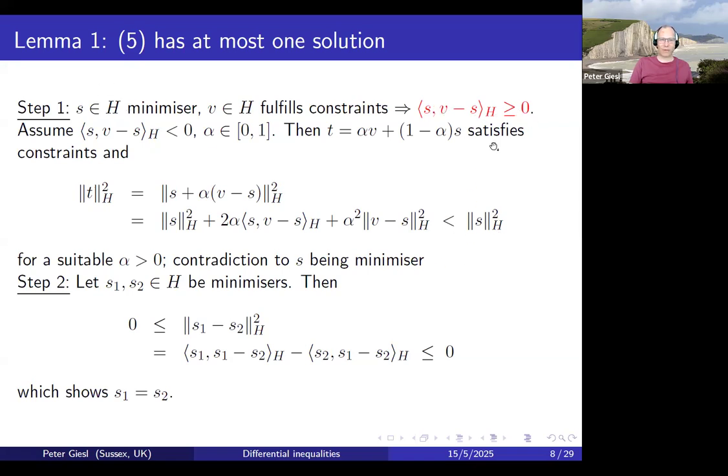So if S is the minimizer, we have this inequality, and now we assume we have two minimizers. We calculate this here, and for both of them we can use this inequality and show that there's at most one minimizer. So it's a standard way to prove these things.